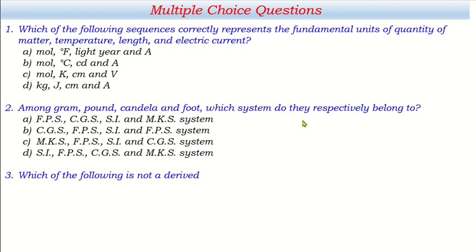Now, third question, which of the following is not a derived unit? These are the options. Now, I want to give you the answer. Which of the following sequences correctly represents the fundamental units of quantity of matter?